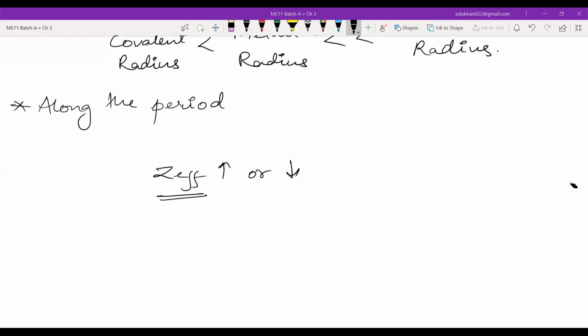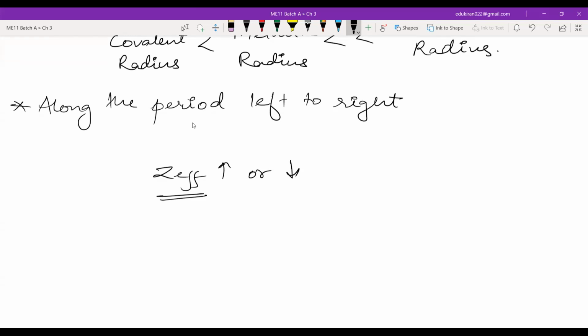I need someone to answer me. You can look at your notes; you don't have to tell me from memory. Hamza, is Z effective increasing or decreasing along the period, left to right? Increasing. Okay, now a follow-up question. If Z effective is increasing, then is the outermost electron feeling more attraction or less attraction?